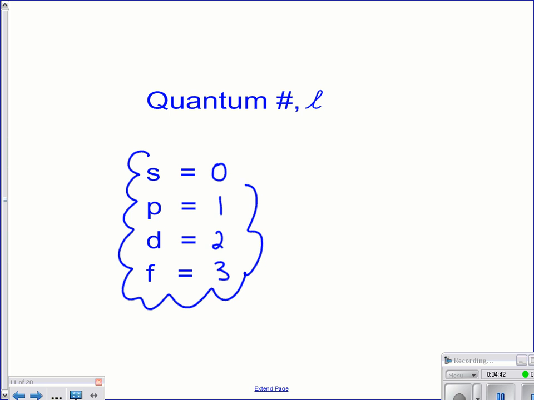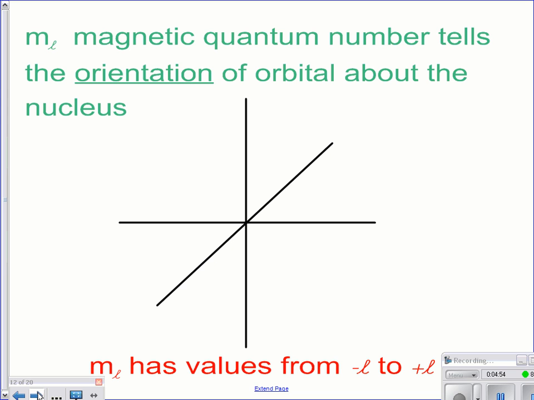So now, if we know what sublevel it's in, then we definitely know what our L is equal to, what our second quantum number is equal to. All right, the next one: M sub L. This is known as the magnetic quantum number, and what it does is it tells us the orientation of the orbital about the nucleus, so those orbitals within that sublevel.